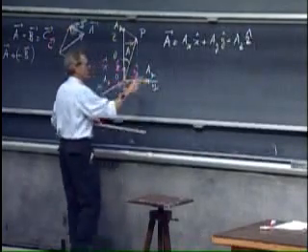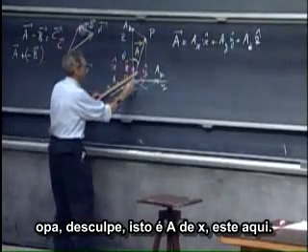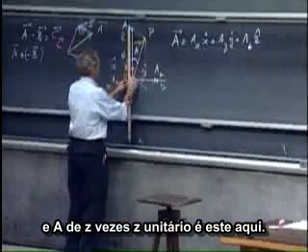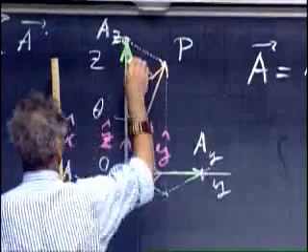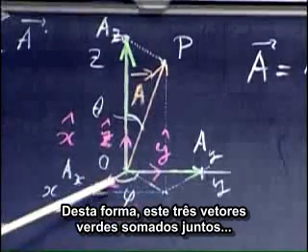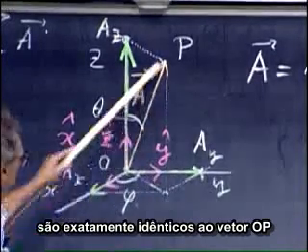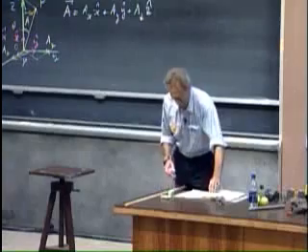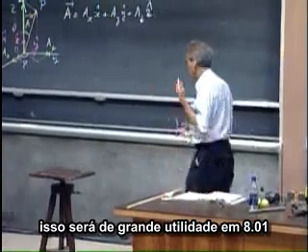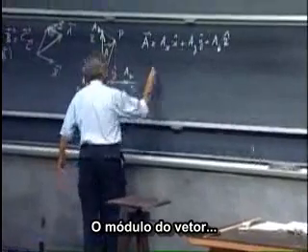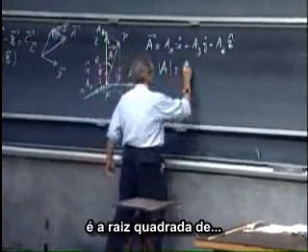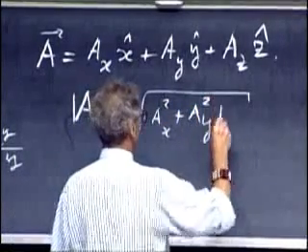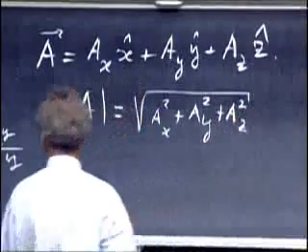This is that vector. A of y times y roof is this one. And A of z times z roof is this one. And so the three green vectors added together are exactly identical to the vector OP. So we have decomposed one vector into three directions. And we will see that very often this is of great use in 801. The magnitude of the vector is the square root of A x squared plus A y squared plus A z squared.